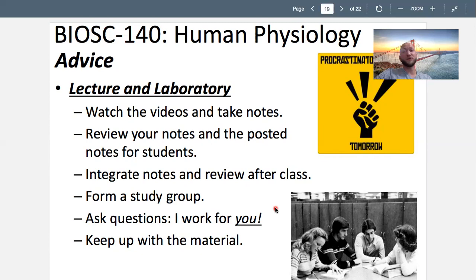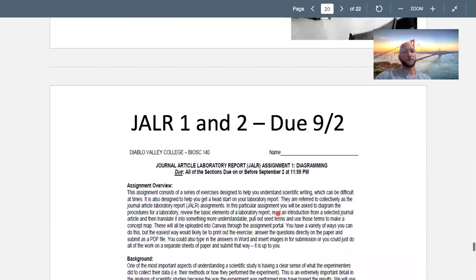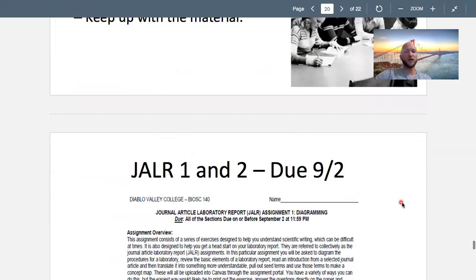Keep up with the material. Don't fall behind. This is not a class you can fall behind in. There's weekly checkups. You have to schedule time to work every single week. You got to stay up on it. This is not a class that you can cram in. This is a tough one. This one requires work.